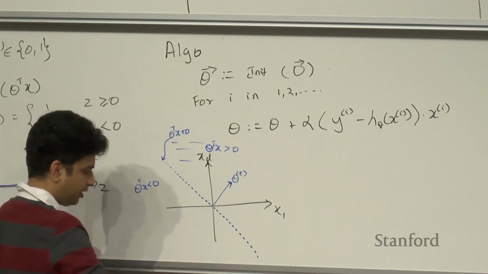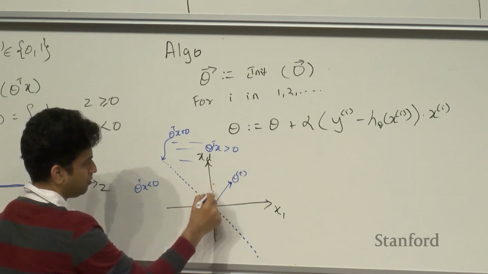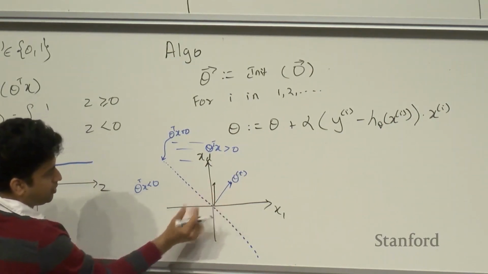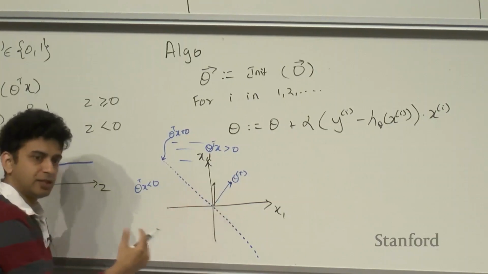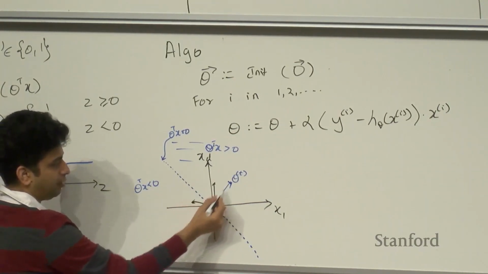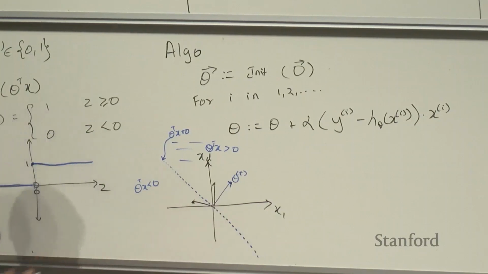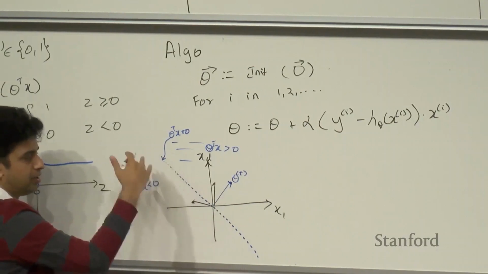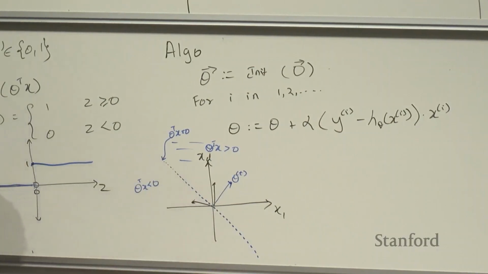Right? And if you have an x over here, the angle between them is less than 90 degrees, so theta transpose x will be positive. If you have an x over here, the angle between theta and x is more than 90, so theta transpose x will be negative. Right? And the line that's exactly perpendicular to theta is like the decision boundary.